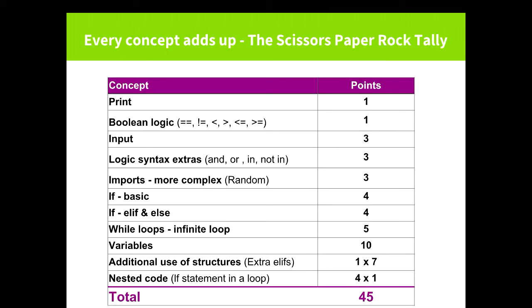So we've got all our different concepts we had there, and we have additional use of structures. We have 9 if statements, so we have to pay a penalty for those ifs and elifs. And we have nested code as well. We have our if statement inside a while loop, and just getting the kids to put them in the right order, just getting them to indent that code, costs you a lot of points.